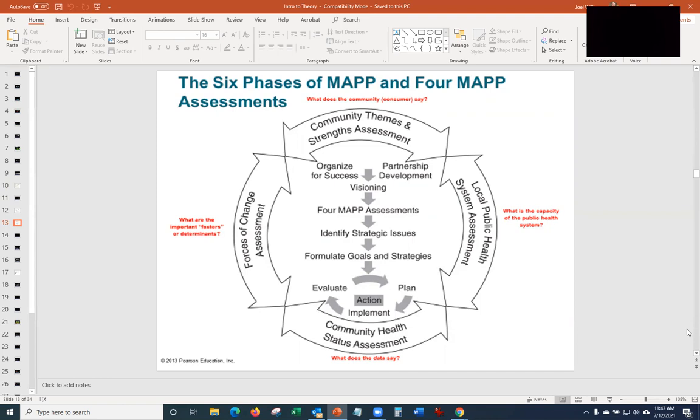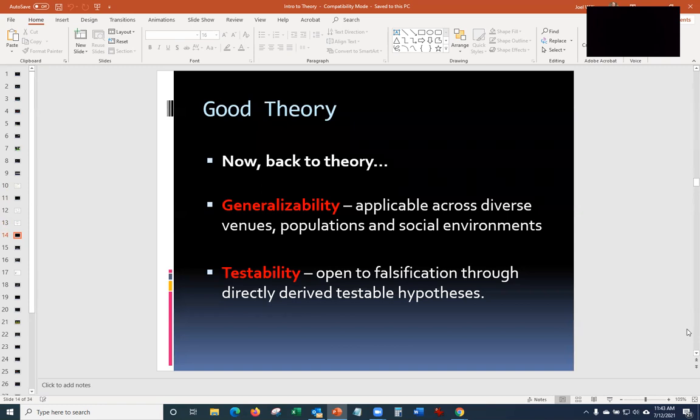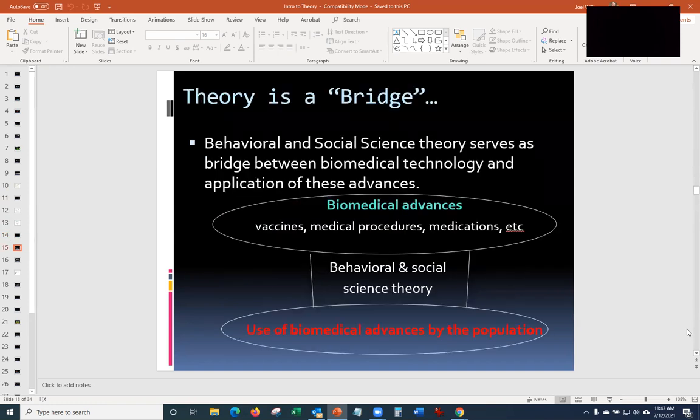It's called MAP. And I don't want to get into this because that's really 3400 material, but I just want to circle back and make sure that you understand that we do have more specific planning models that guide us in our planning, implementation, and evaluation in the real world, especially in public health practice, not so much research, but public health practice. So good theory then is generalizable and it's testable. Theory or the models that we talk about in this course serve as a bridge between medicine and public health.